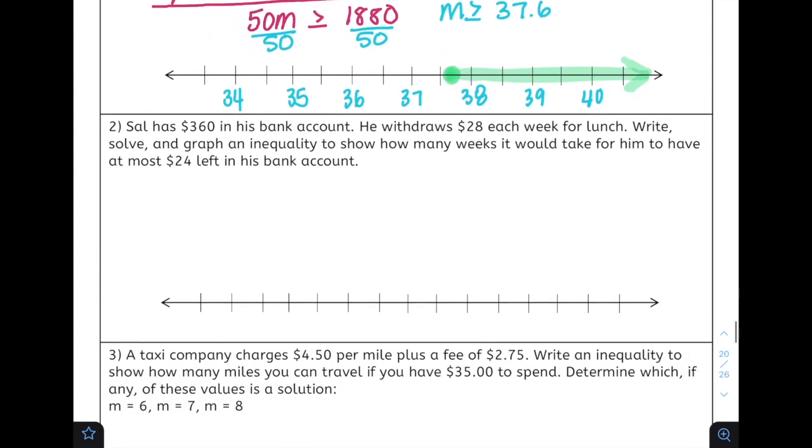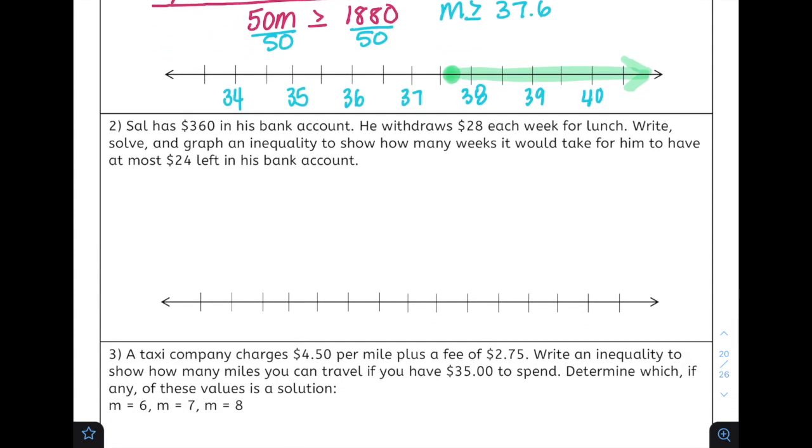All right, so for number 2, we're going to set up the inequality, and then you're going to graph it yourself. So we have $360 in the bank. Sal has. He withdraws $28 each week. You're going to write and solve and graph the inequality to show how many weeks it would take him to have at most $24. So at most, it can't be more than that. So it has to be less than.